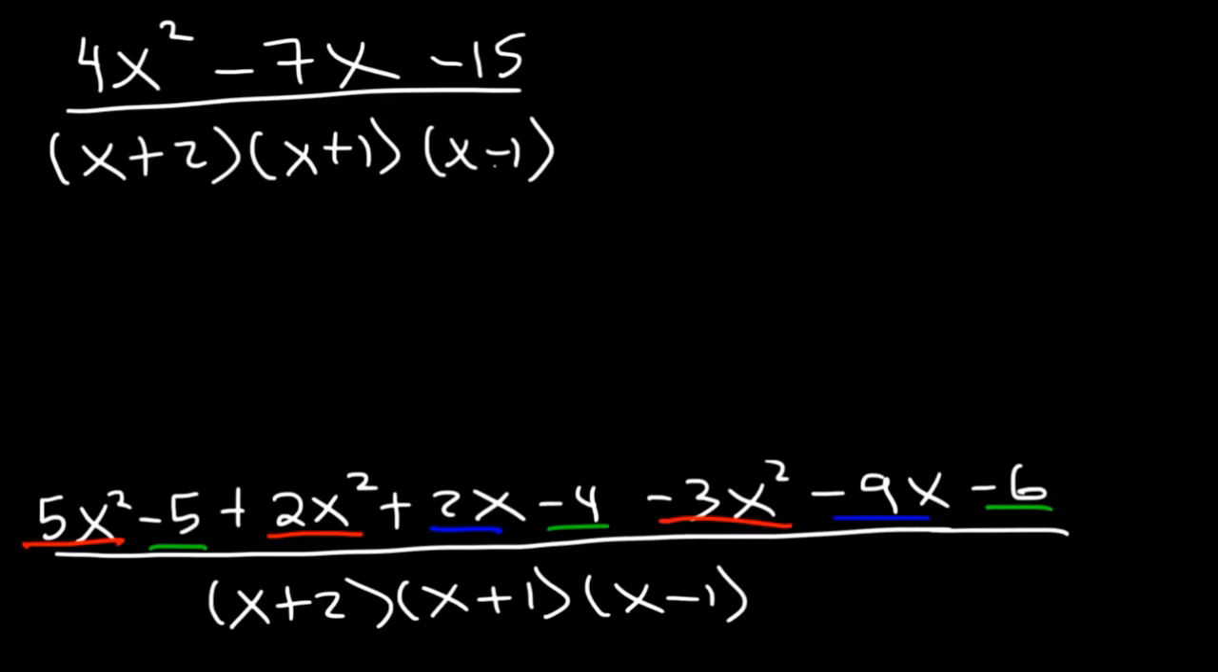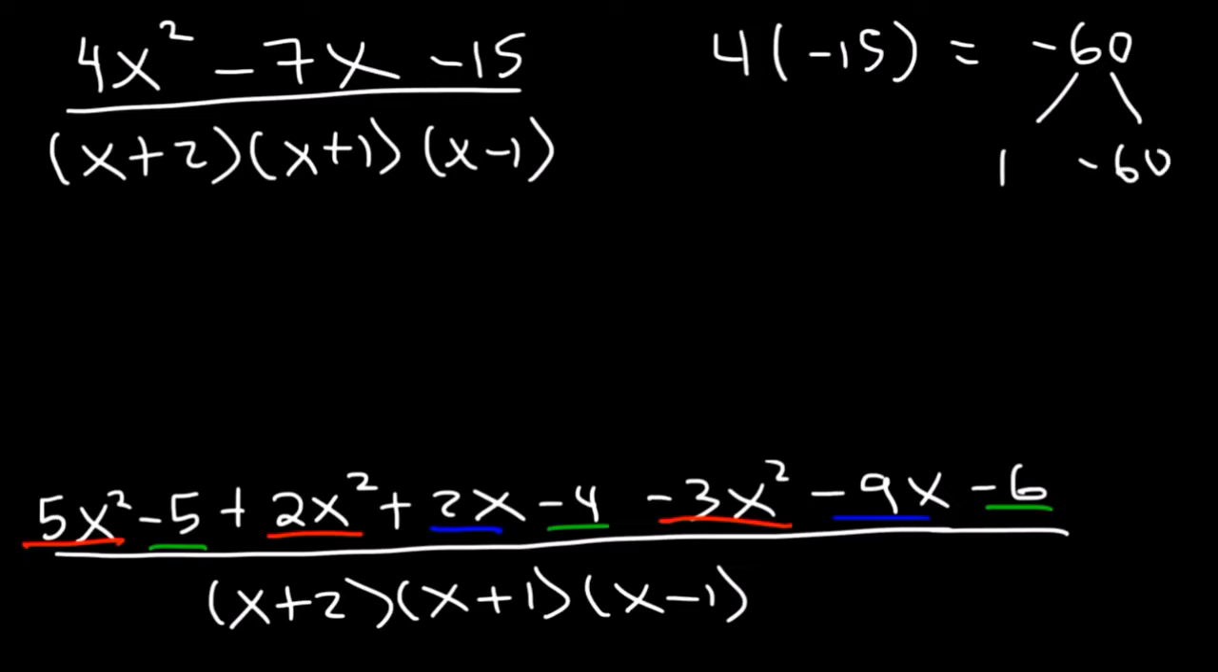So can we factor 4x squared minus 7x minus 15? What would you say? Well, let's find out. 4 times negative 15 is negative 60. What two numbers multiply to negative 60 but add to negative 7? So 1 and 60 won't work. 2 and 30, they're too far apart. 3 and 20, not going to work either. There's 4 and negative 15.